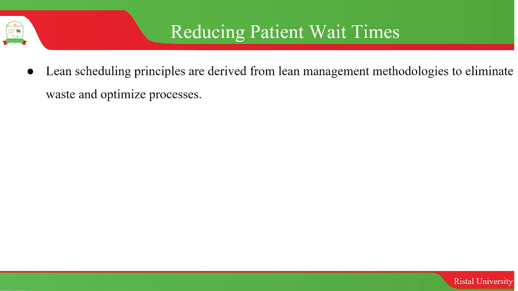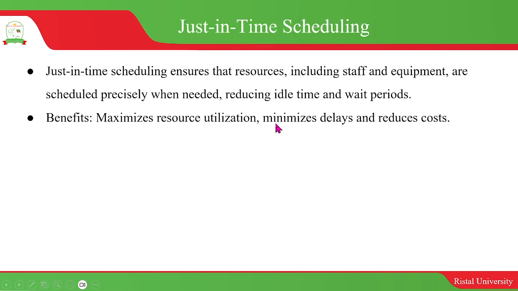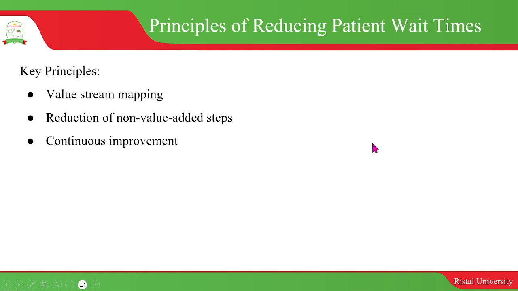Lean scheduling principles are derived from lean management methodologies to eliminate waste and optimize processes. Just-in-time scheduling ensures that resources, including staff and equipment, are scheduled precisely when needed, reducing idle time and waiting periods. The benefits are maximizing resource utilization, minimizing delays, and reducing cost. Principles of reducing patient waiting times: the key principles are value stream mapping, reduction of non-value added steps, and continuous improvement.